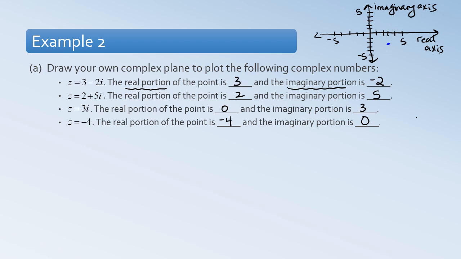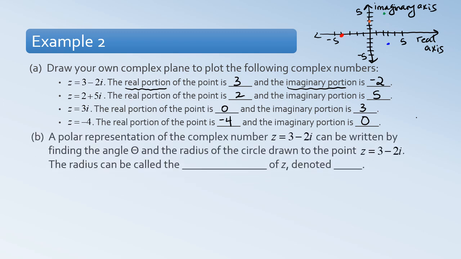z equals 2 plus 5i. Starting at the origin, I'll move to the right 2, and I'll move up 5. So that keeps me in the first quadrant. For z equals 3i, the real portion is 0, so I'll move nowhere on the real axis, but on the imaginary axis, I'll go up 3. So that puts me right on what we used to call the y-axis. And then for z equals -4, the real portion is -4, so I'll go to the left 4, and the imaginary portion is 0, so I'm just going to be sitting on the real axis.